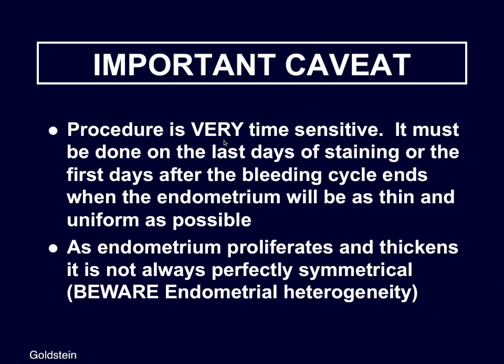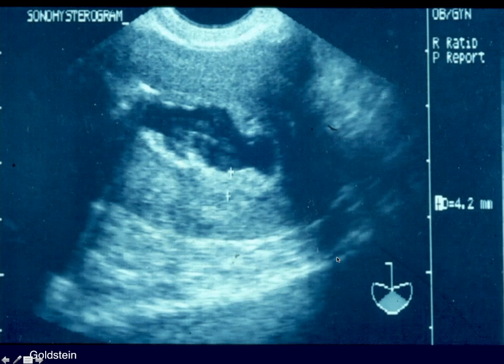This is a very important caveat. The procedure is very time sensitive. It must be done on the last days of staining or the first few days after the bleeding cycle ends, when the endometrium will be as thin and uniform as possible. I've already alluded and shown you that as the endometrium proliferates and thickens, it is not always perfectly symmetrical. You must be aware of this endometrial heterogeneity, sometimes referred to as endometrial moguls.